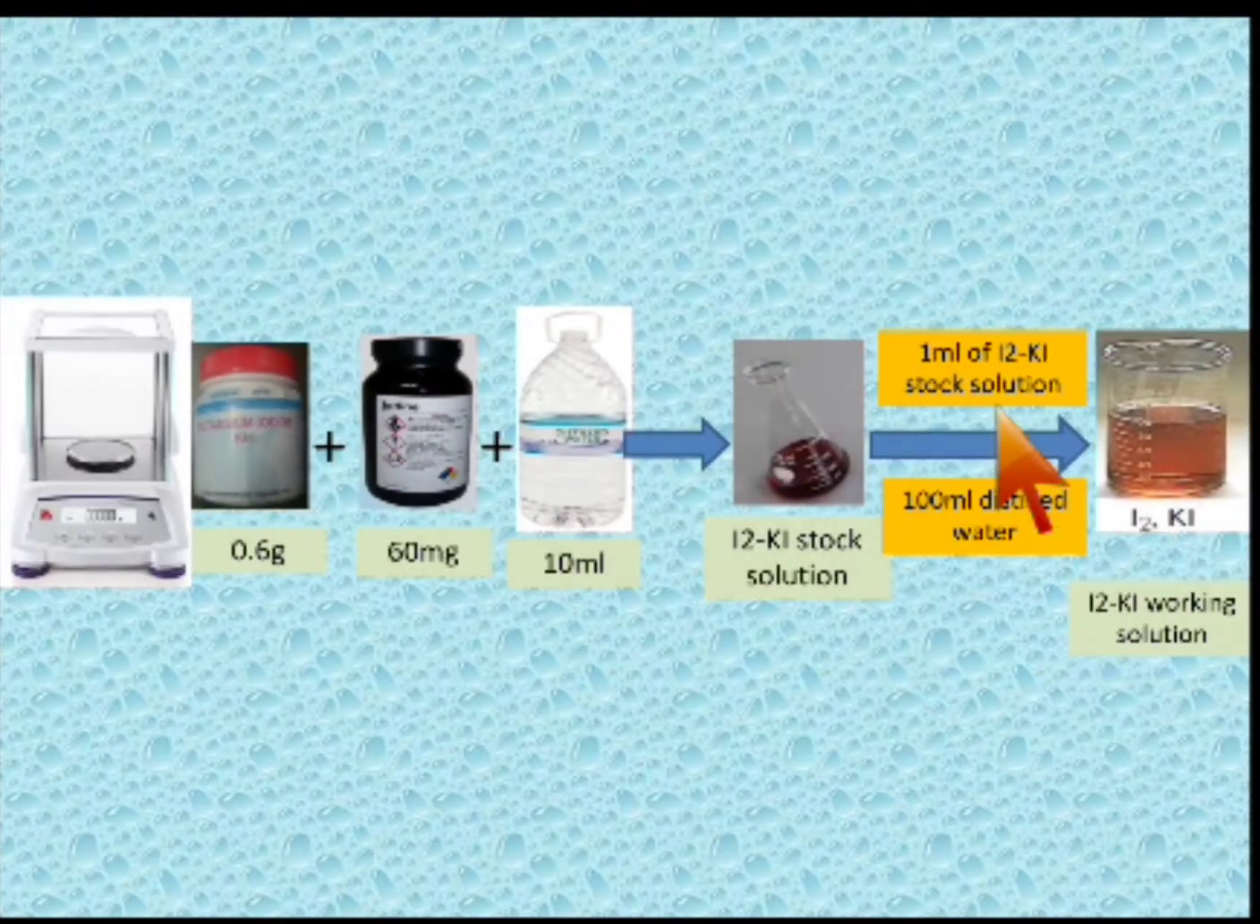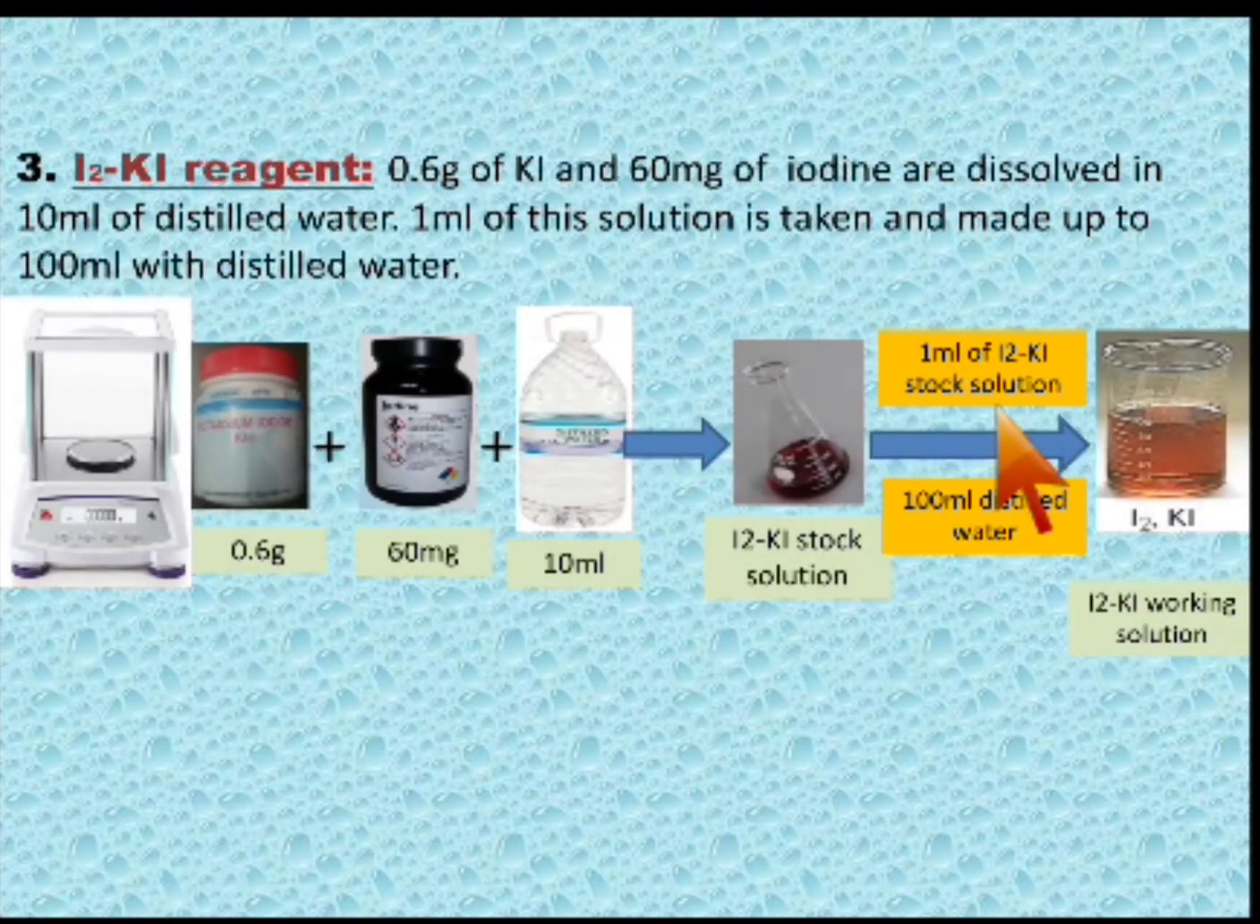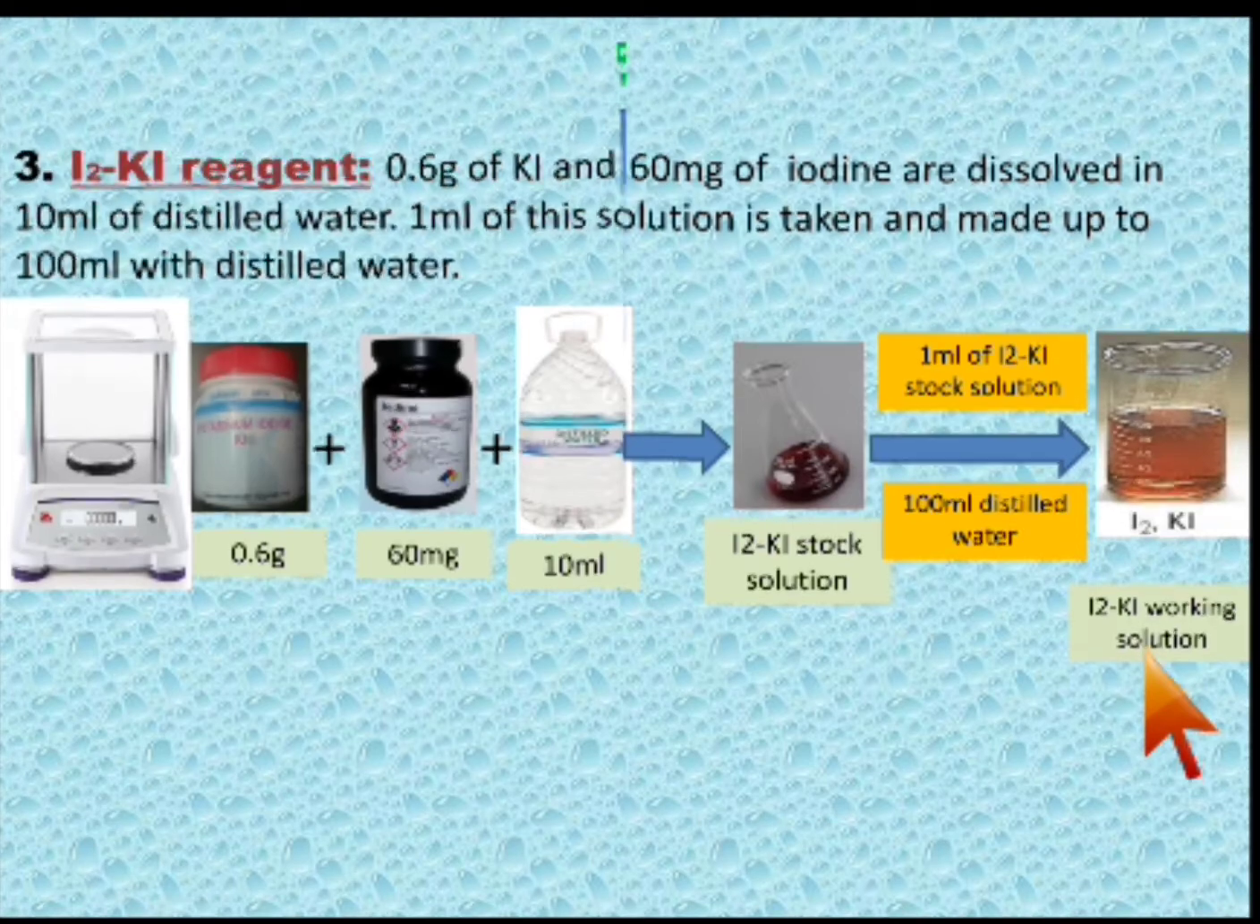And the third reagent is the I2KI reagent, and for this we need to prepare 0.6 gram of potassium iodide and 0.6 gram of iodine. They are dissolved in 10 ml of water, and that will be the stock solution. Then from this stock solution you will take 1 ml and add 100 ml of distilled water. So this will be the working solution.